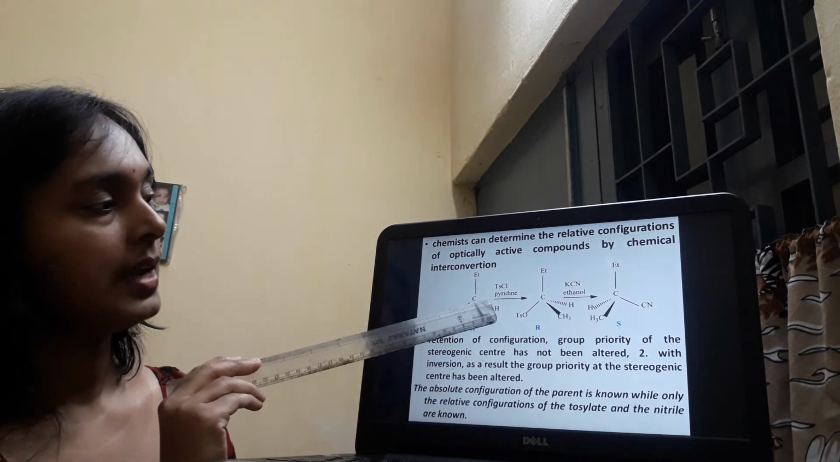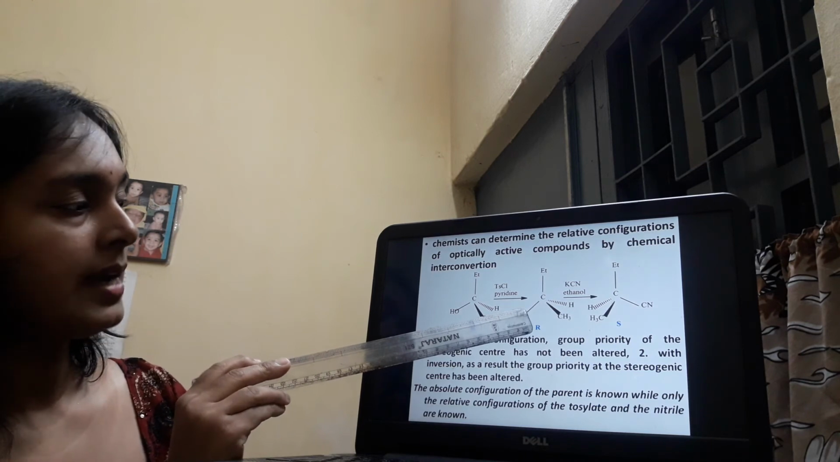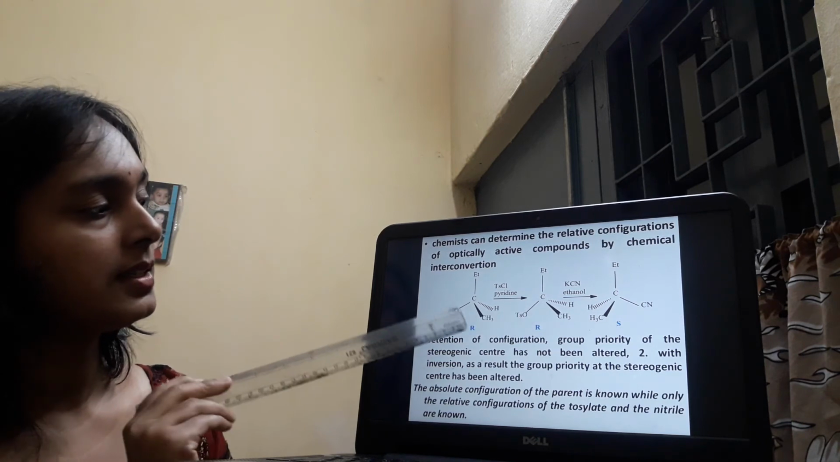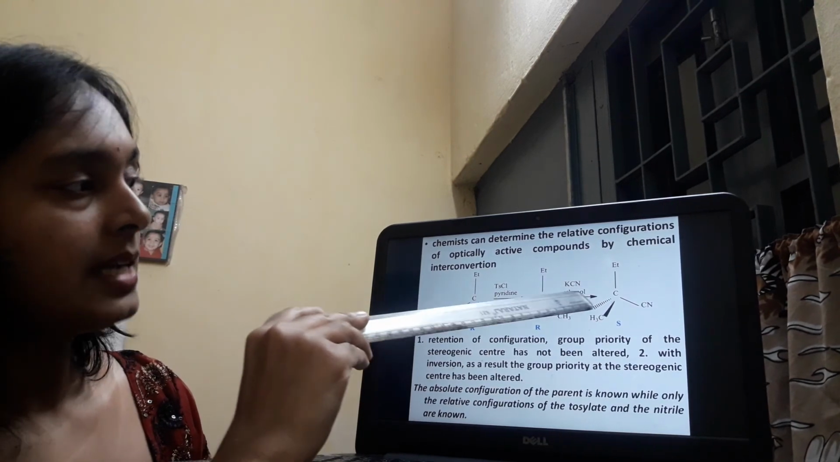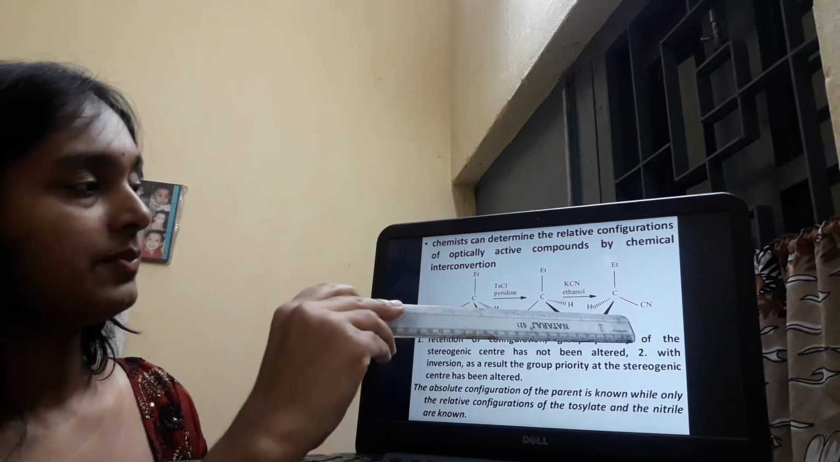So here you can see the reaction where the OH is substituted by OTs, tosylate, with tosyl chloride in pyridine, where there is retention of configuration and the group priority of the stereogenic center has not been altered. So the OH and OTs are on the same side with the same priority, so there is no inversion, it is retention of configuration. But here, when KCN in ethanol was used, the configuration is altered and it is inversion of configuration.